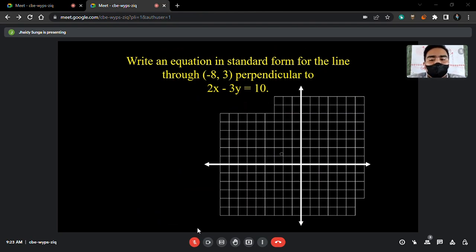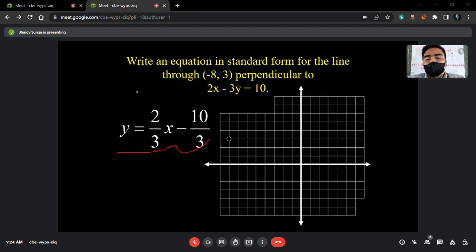Alright, so now, let us try to input your intercept first. Okay, so let us try to have your y-intercept, slope-intercept form this time. Okay po? Now, you have this slope-intercept form. The question is this: how did we get the intercept?